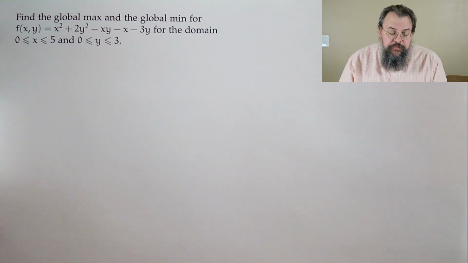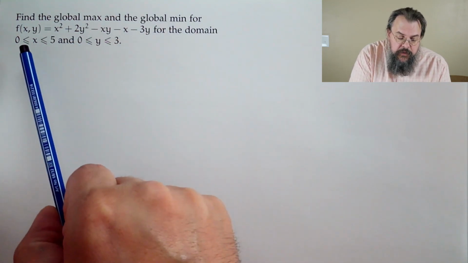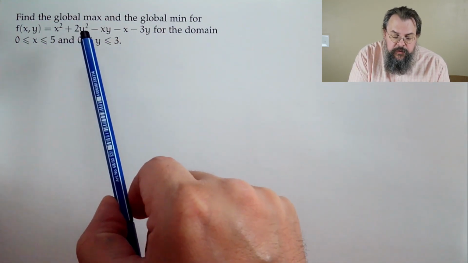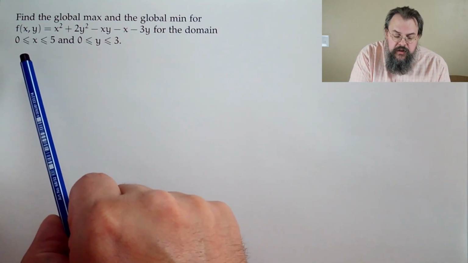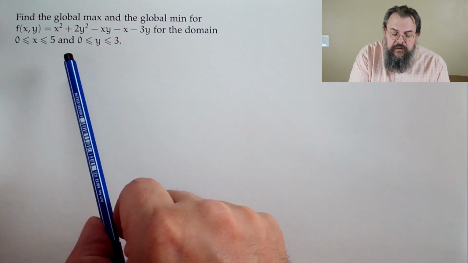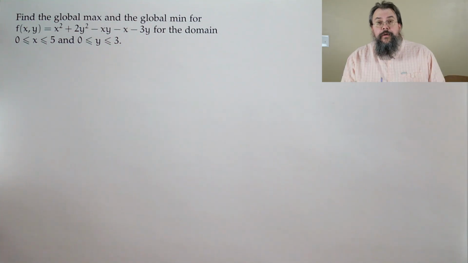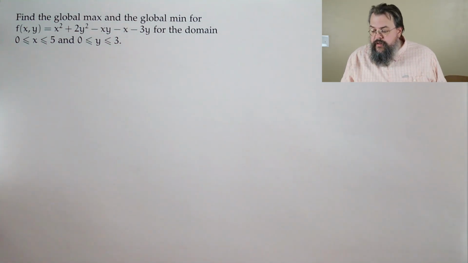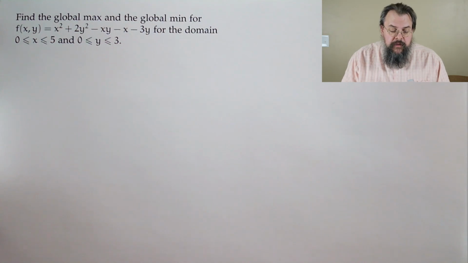Our first problem. Find the global max and the global min for the function x squared plus 2y squared minus xy minus x minus 3y, and the domain 0 less than or equal to x less than or equal to 5, 0 less than or equal to y less than or equal to 3. Now global max and global min is just another way to say absolute max and absolute min. And so it just means the largest we could possibly be.